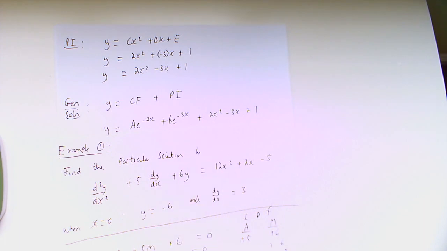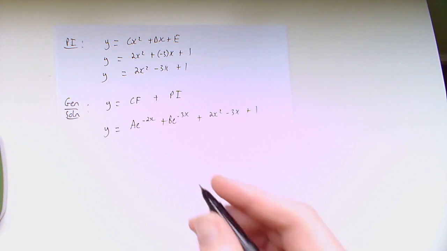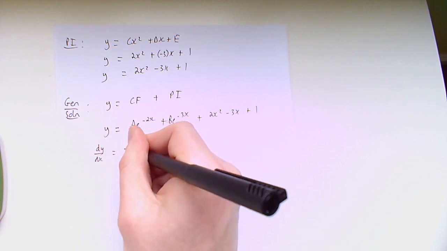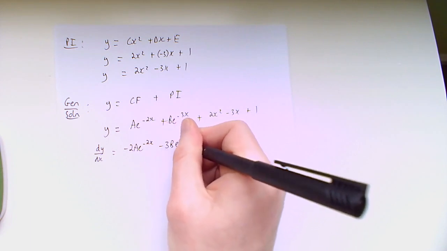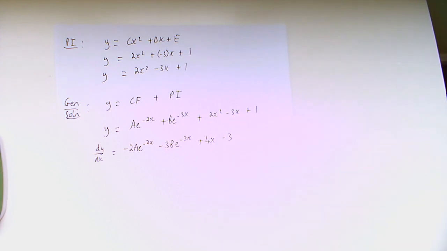However, my other initial condition is involving dy by dx. So that means I need to differentiate this general solution here. Now, differentiating this is quite easy. There's no product rule, there's nothing like that. So all we need to do is differentiate the exponentials. So dy by dx is -2ae to the power of -2x take away 3be to the power of -3x plus 4x take away 3.